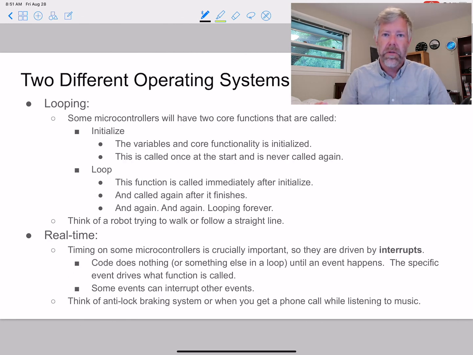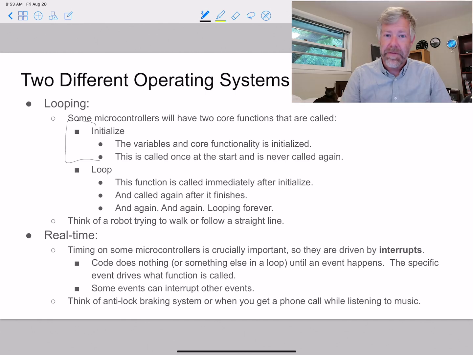On a microcontroller, you usually have 2 different types of operating systems. They operate in 2 different ways. One is a looping way, where when you turn on the microcontroller, it runs 2 functions. The first function is initialize. You turn it on, it runs the initialize function, and it does whatever you want it to do once. After the initialize function, it goes into the loop function. The loop function is run over and over again, continuously.